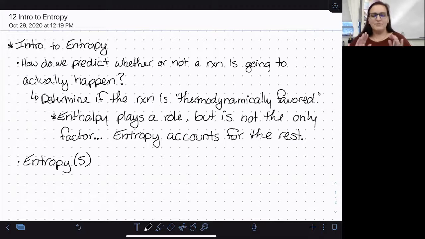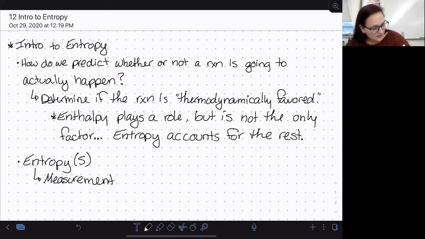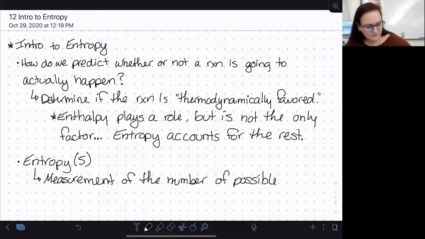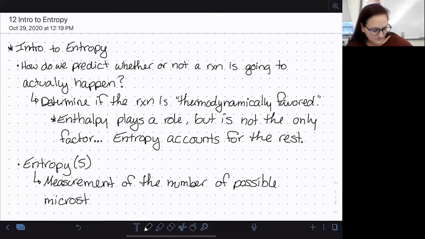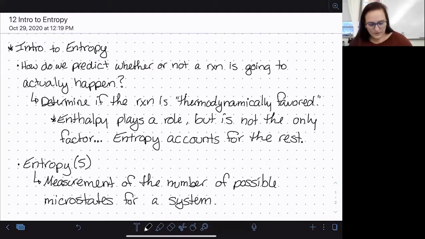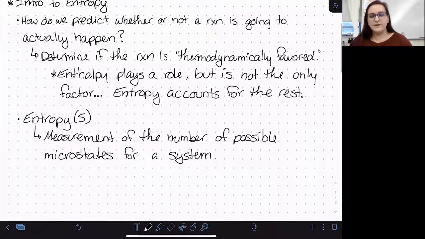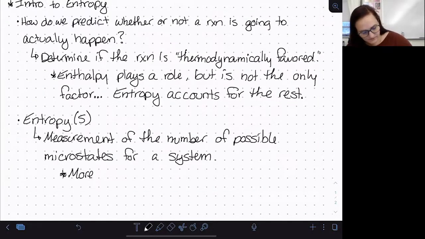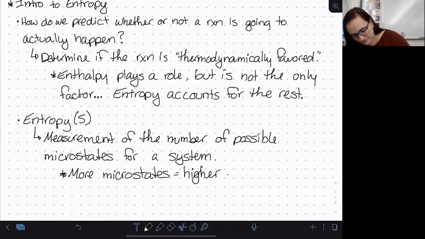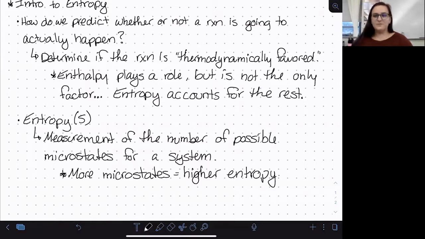So a much better definition, that I promise will make sense in a few minutes, it won't right now, bear with me, is that entropy is a measurement of the number of possible microstates for a system, with something that has more possible microstates having a higher entropy. So, what the heck's a microstate?